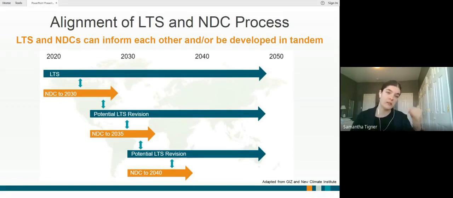The turquoise arrows that connect between the two of them are just to show that these could be done in conjunction with each other. So you could be setting out your concrete short-term NDC objectives, and that could blend into your higher-level long-term strategy goals, but the converse is also true. In the development of your long-term strategy with this broad high-level view, that can help inform some of the concrete actions you've decided to target in your NDC.